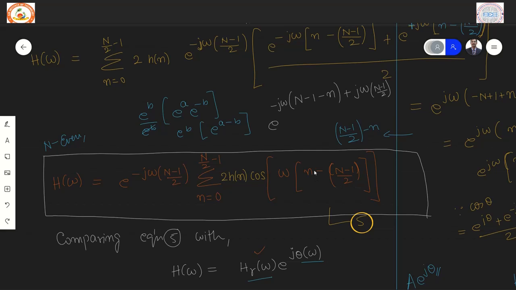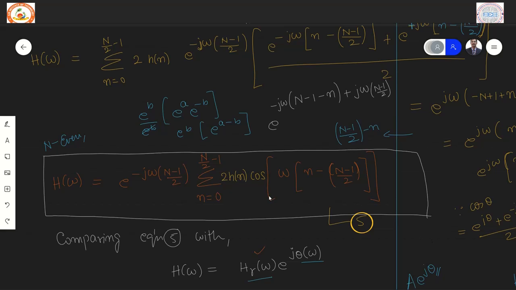So n is the index that we normally use in the time domain for the impulse response h of n. Capital N minus 1 by 2 is the midpoint. Omega is the frequency. So we have to remember this particular expression so that we can compute the frequency response for an FIR filter. And this is applicable for the case when capital N, the length of the impulse response, is even. So this result in equation 5 is an important one.